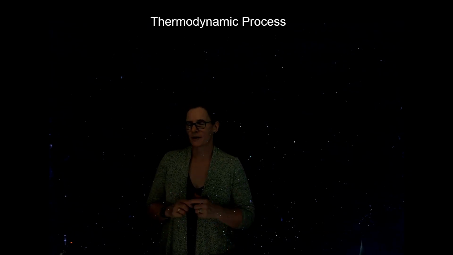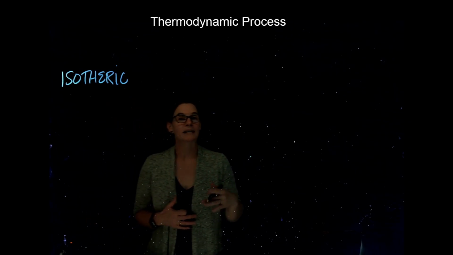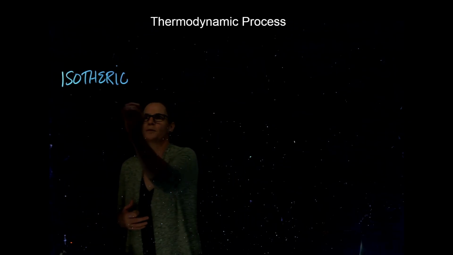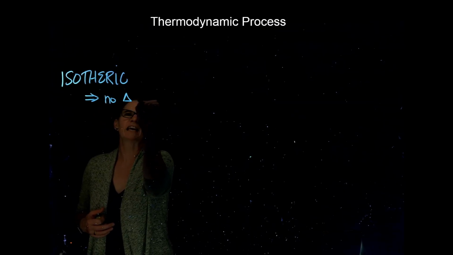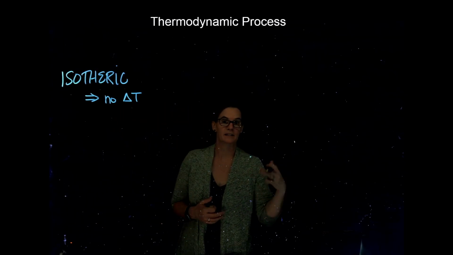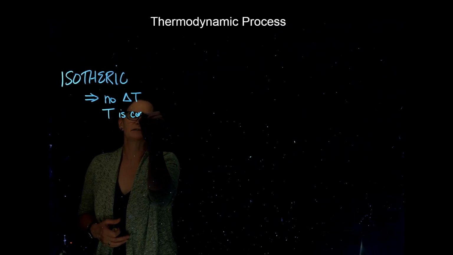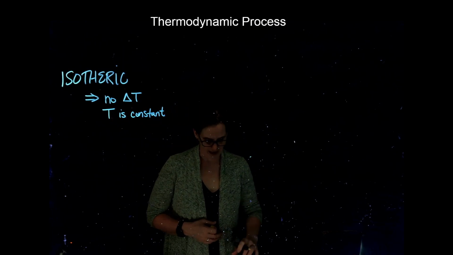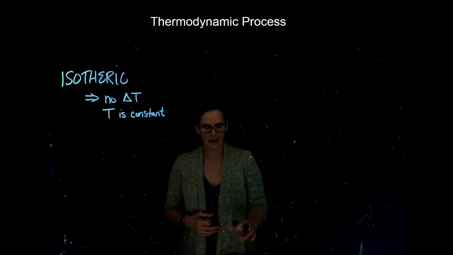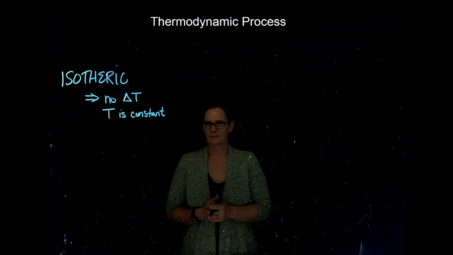The first one that we're going to talk about is what is called an isothermic process. Iso meaning the same, thermic meaning temperature. So what this is telling us is that there is no change in temperature during this process. Another way to think about that is the temperature is constant. So if we're holding the temperature of a situation constant, let's look at that impact and what we know.